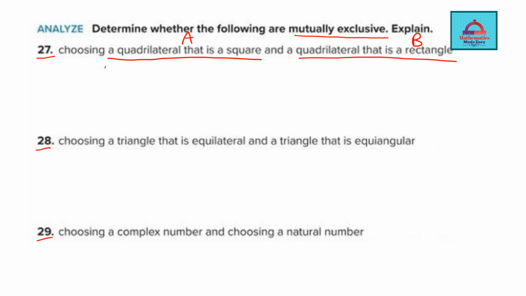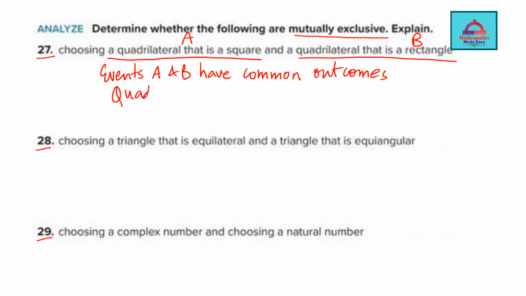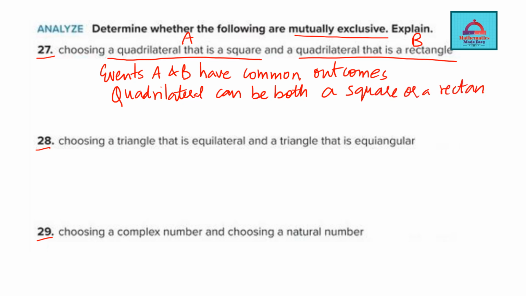Okay, so I can write like this: events A and B have common outcomes. Okay, what is the common outcome? Because a quadrilateral that is a square can also be a rectangle. Yeah, so I will write here: quadrilateral can be both a square or a rectangle. So therefore they have common outcomes.